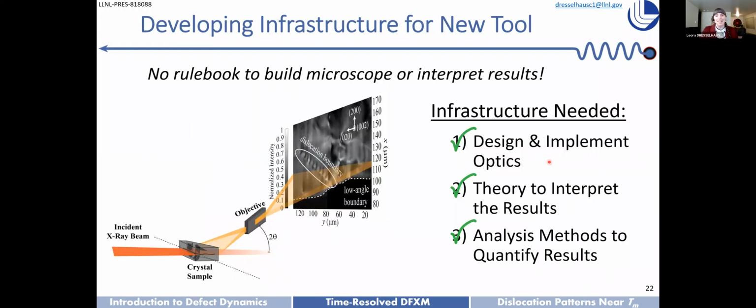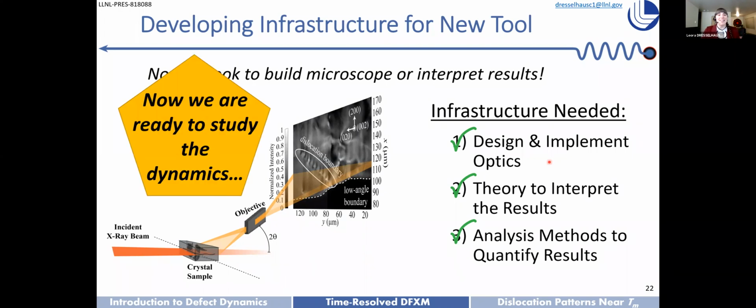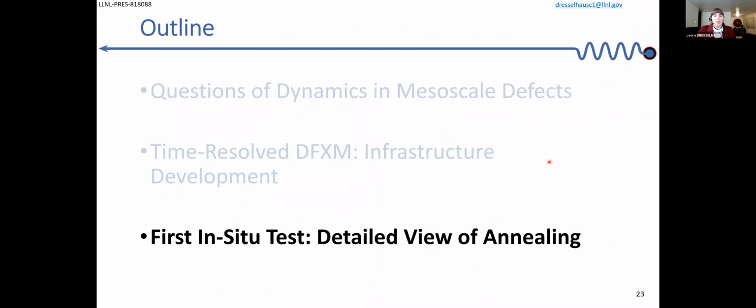So now we get our nice check mark on these analysis methods. And now at long last, we are ready to study these types of dynamics. So here I turn to my first study that I did in 2018, looking at this first detailed view at the single dislocation of annealing deep inside of single crystal aluminum at the very, very highest temperatures.